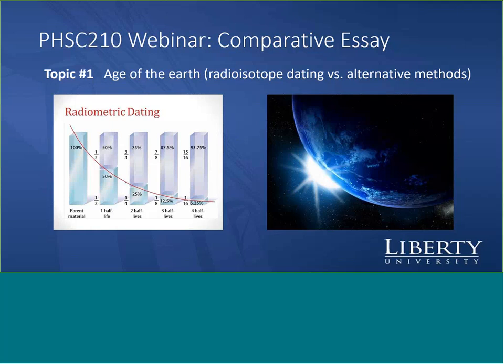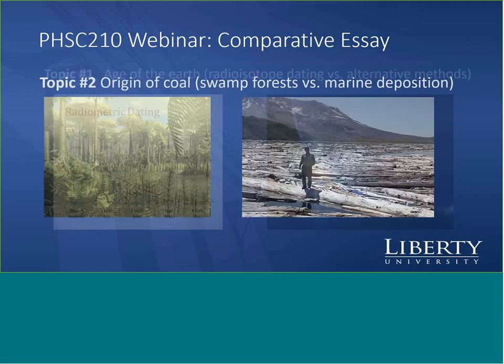The amount of salt in the ocean, the amount of meteoric dust on the moon, the number of craters. There's a number of things that are looked at that could be potential dating methods. And so the young Earth view looks at alternative dating methods. So you're going to compare and contrast the reliance of radioisotope dating by the old Earth view with the young Earth view. All right, that's topic number one.